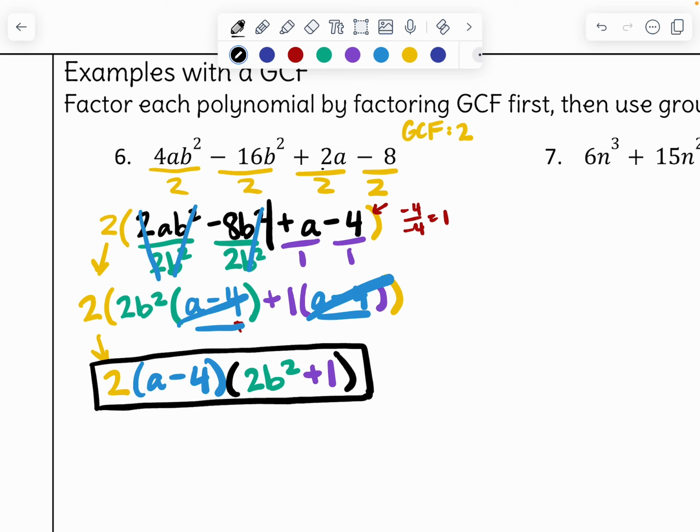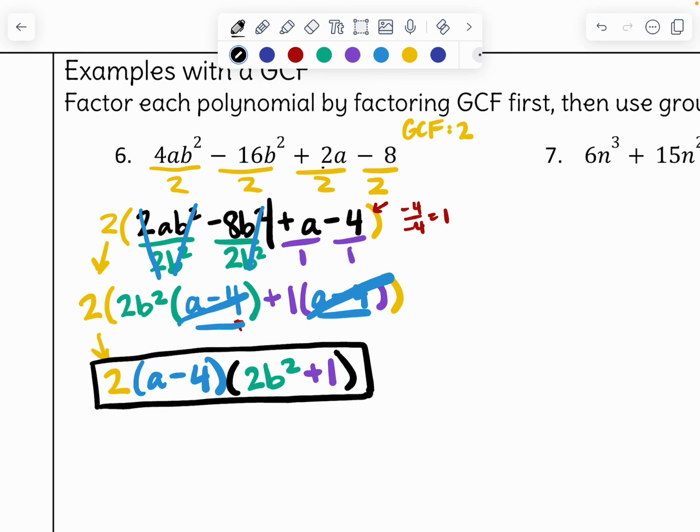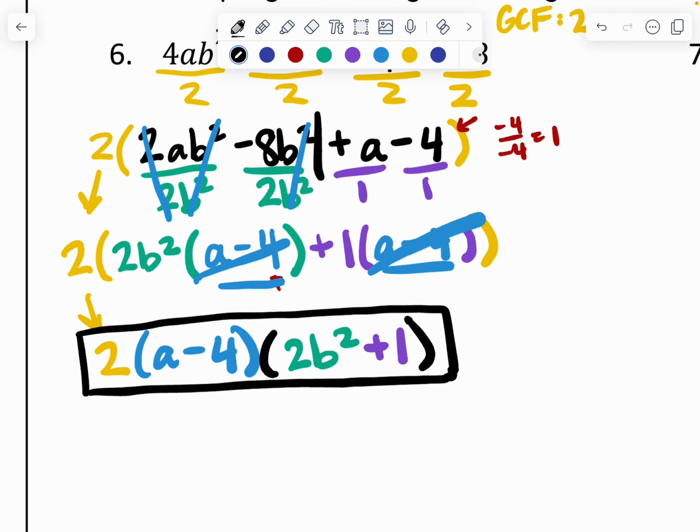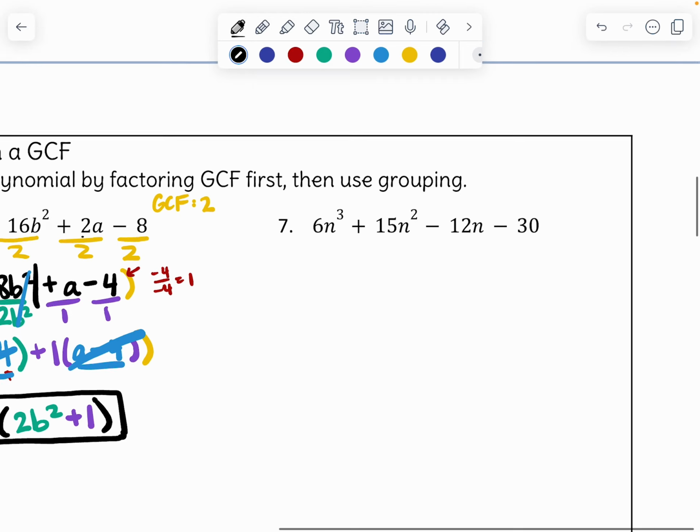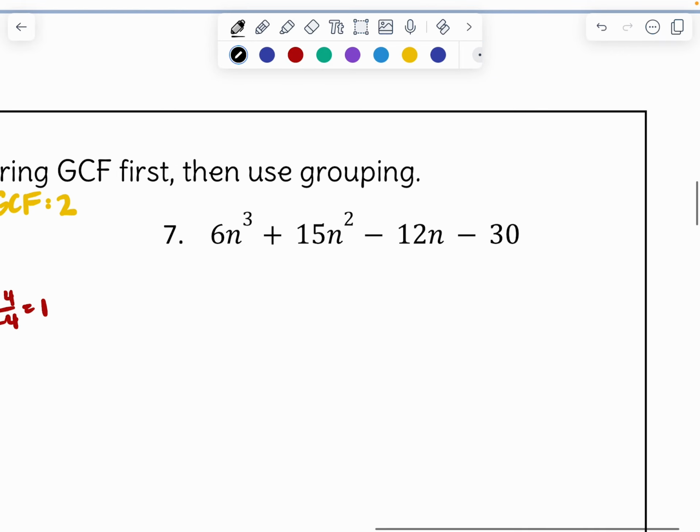So if I factored out 2 in the beginning and I forgot to bring it down to the final answer, the answer would be wrong. There has to be the 2 there. Okay, number 7. Let's find a greatest common factor for 6, 15, 12, negative 12, and negative 30.